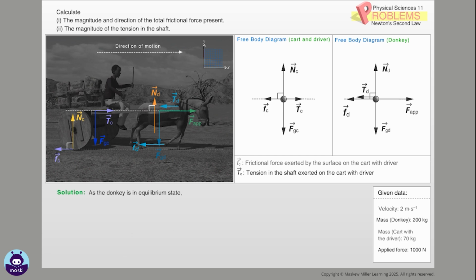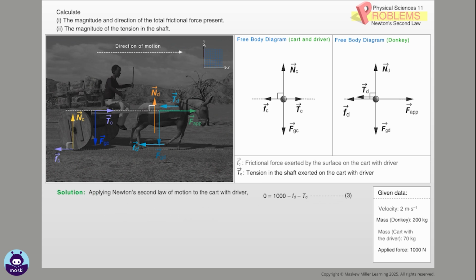Here, the acceleration is 0 since the donkey is in equilibrium state, that is, uniform motion. 0 equals F applied minus Fd minus Td. Substituting the values, we get 0 equals 1000 minus Fd minus Td.